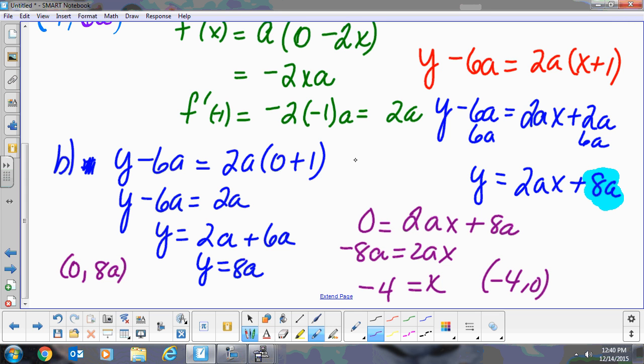For slope-intercept form, what I did is I took this red and I distributed. You with me? That's how I got those two. And then I added 6a to the other side, so I get y by itself. Okay. Now we're going to go to the textbook. We're almost finished, and then we can go back and answer any questions you want.